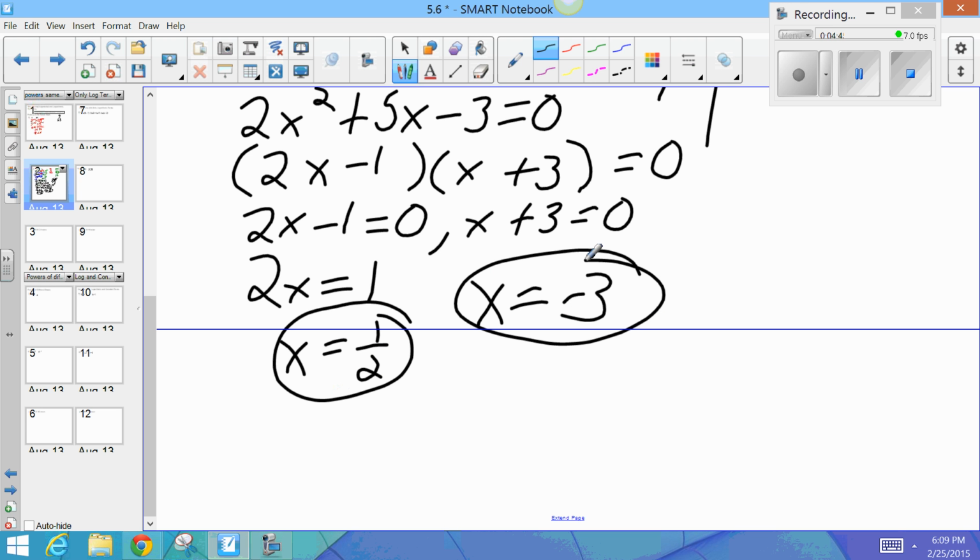So this one has 2 solutions. Give the booklet a try.